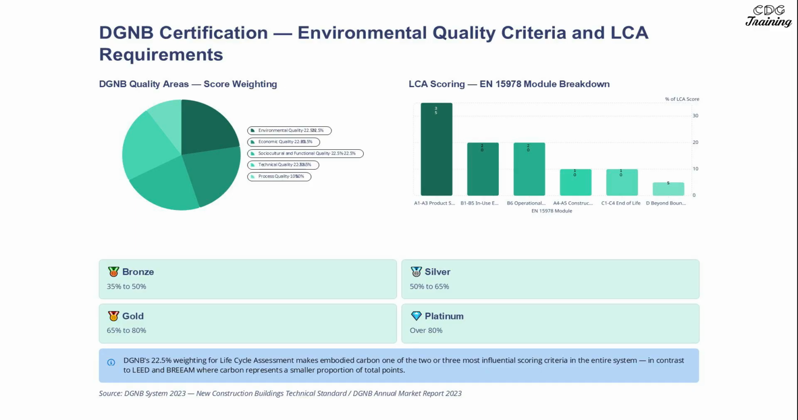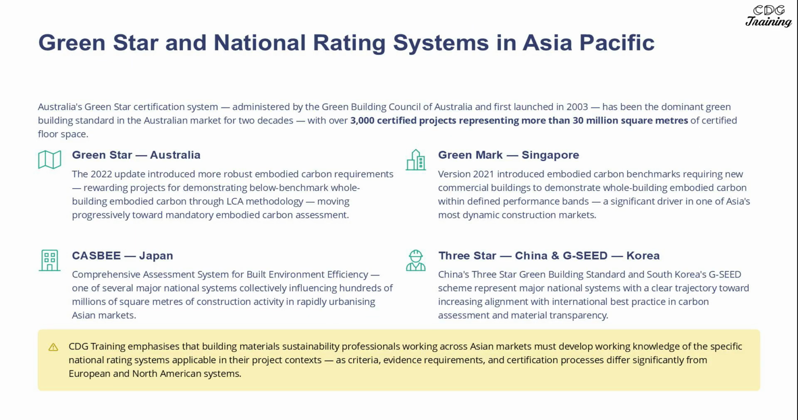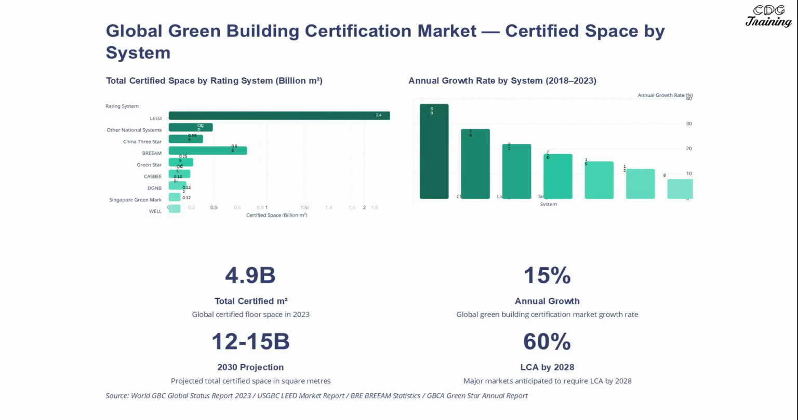Green Star and other national rating systems in Asia-Pacific focus on reducing embodied carbon and enhancing sustainability. They adapt to regional needs, offering tailored certification processes. The global green building certification market is expanding, with a significant increase in certified space and annual growth. This trend highlights the growing importance of sustainable building practices worldwide.